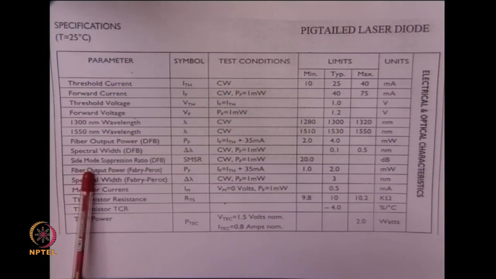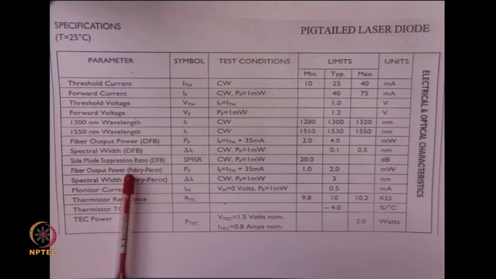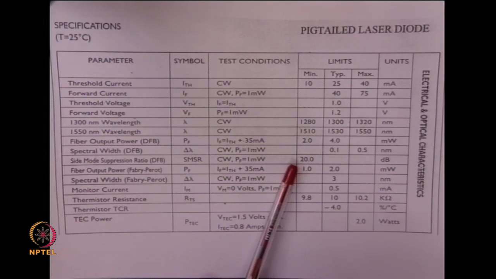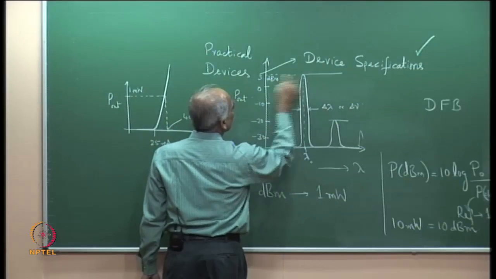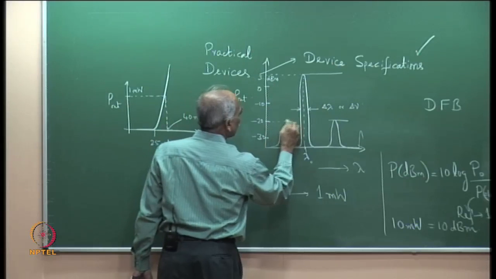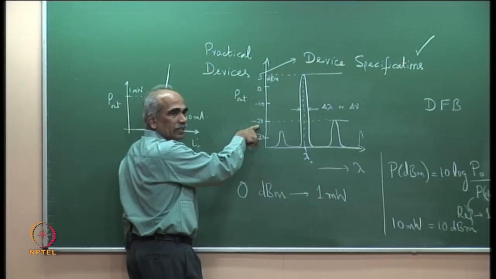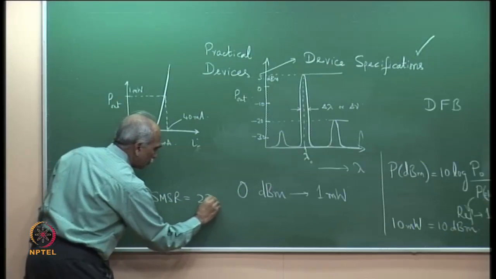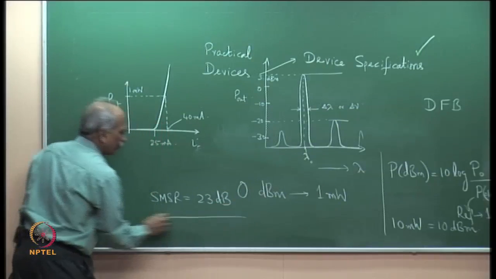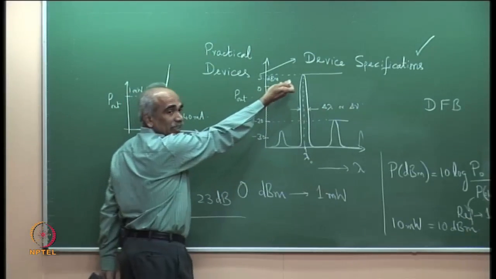Then you see the side mode suppression ratio. I have discussed this for a DFB. SMSR at CW output of 1 milliwatt is 20 dB. 20 dB is the ratio of this power to this power. In my diagram, for example, this is 3 dBm and this is minus 20. Therefore, what is the SMSR? SMSR is equal to 23 dB in my diagram.